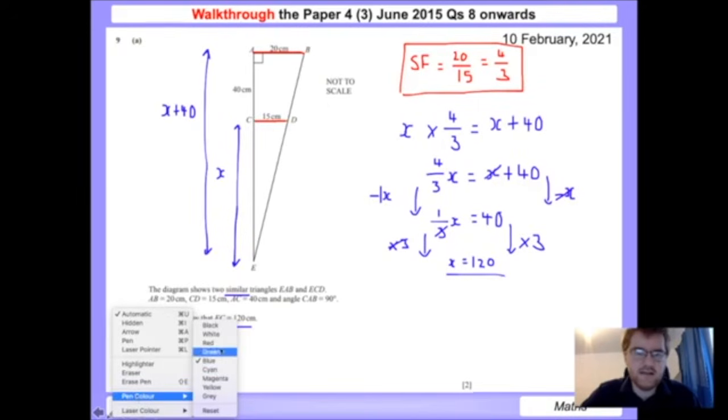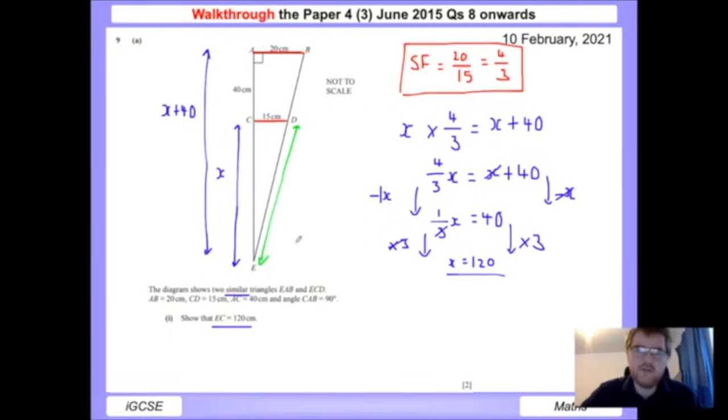It's this length here. And if we think about it, we've actually got a right angled triangle. So we're looking for ED, aren't we? Okay, so let's just take that triangle and draw it separately. Essentially what I have here is a triangle where I don't know this, I know this is 120 from what we just did, and we know this is 15.